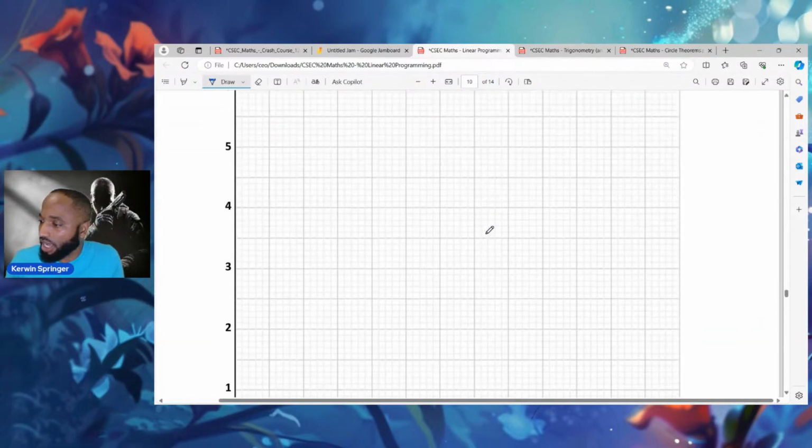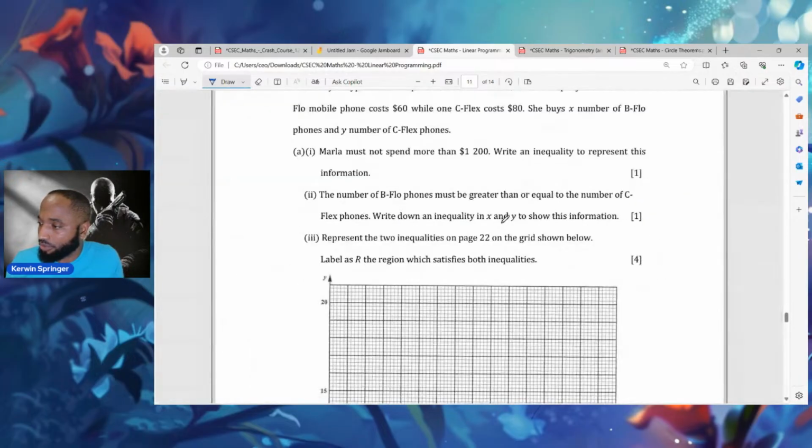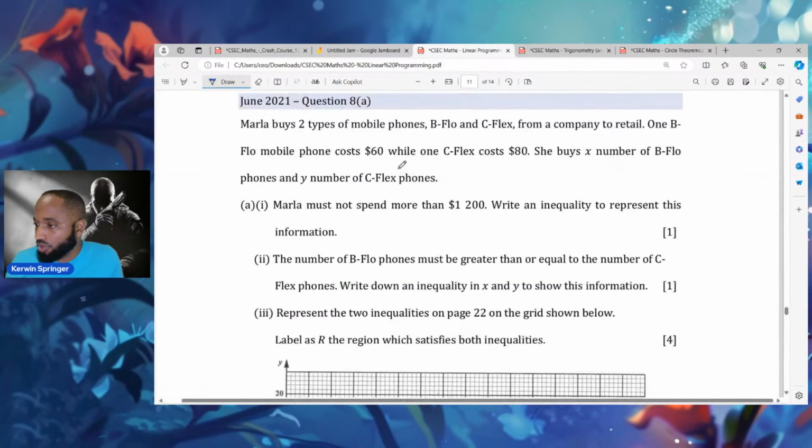All right, let me look at the more complicated one with the B flow. This is a popular one. So Mala buys two types of mobile phones, a B flow and a C flex, from a company to retail. One B flow costs $60, one C flex costs $80. I do this question 1,000 times a day. She buys X number of B flow phones and Y number of C flex phones. Mala must not spend this amount. Write an inequality to represent this information.